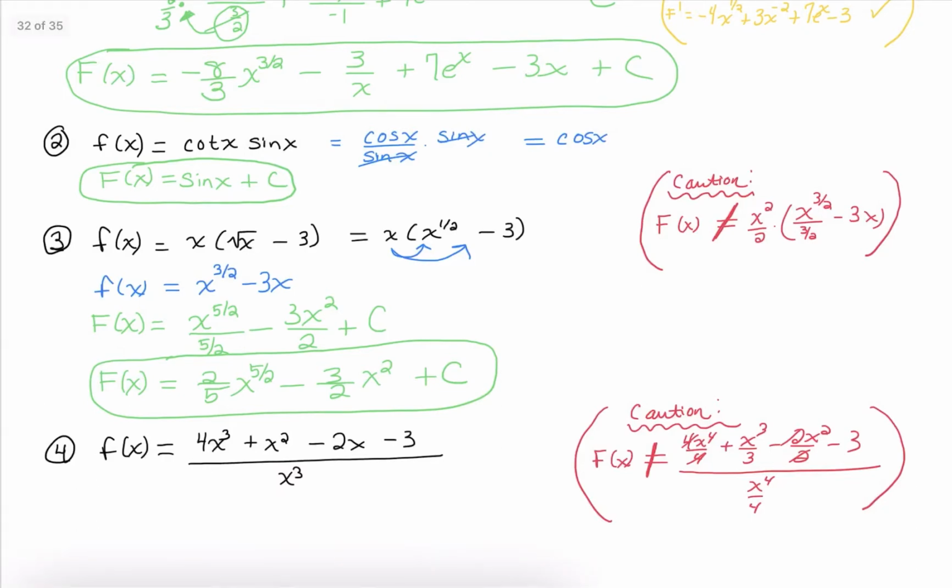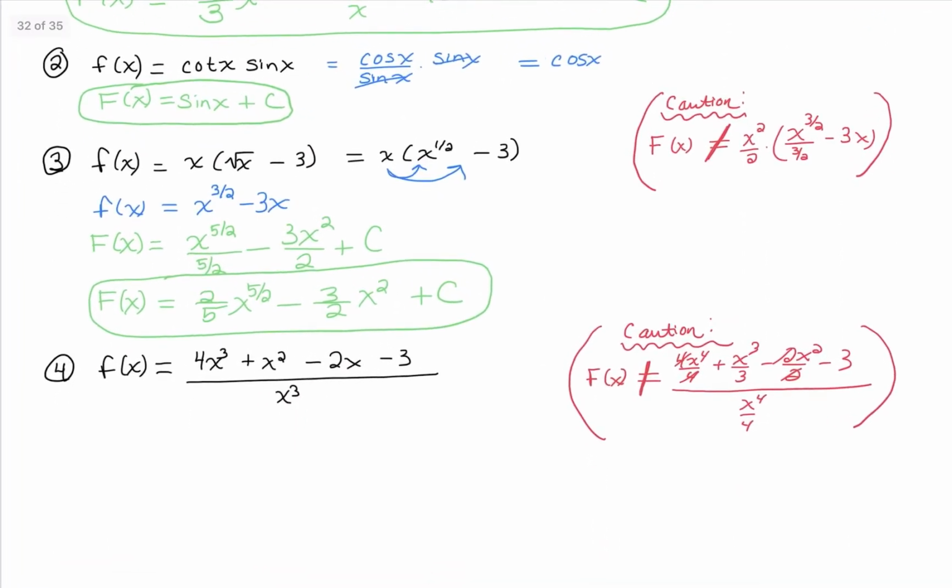So what is this going to mean? Well, much like in number 3, it meant first we had to multiply it out. In number 4, it's going to mean the first thing we want to do is to divide it out. And so if you just have a monomial in the denominator, like we do, you want to just think about dividing each term in the numerator by that denominator and simplifying.